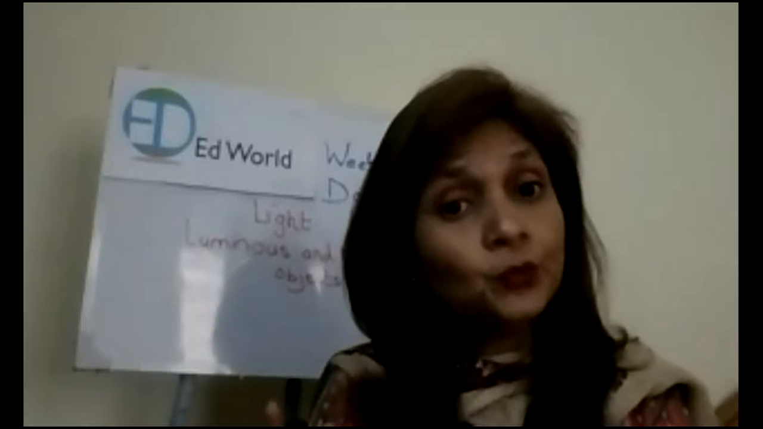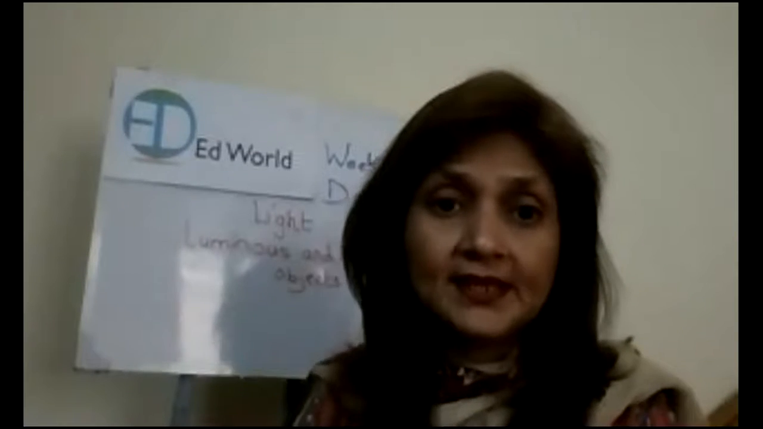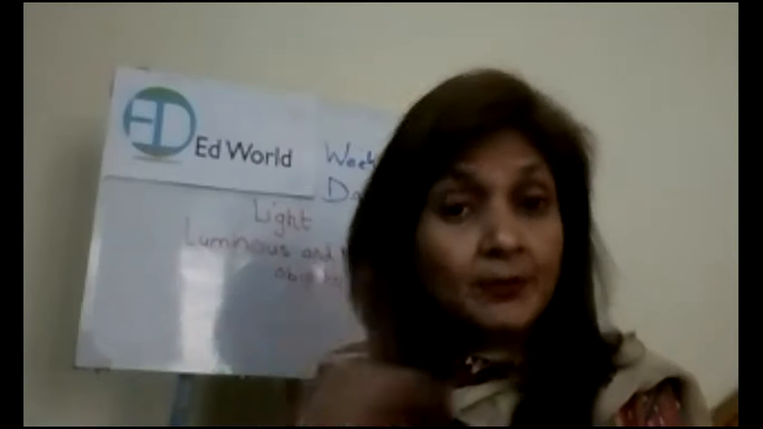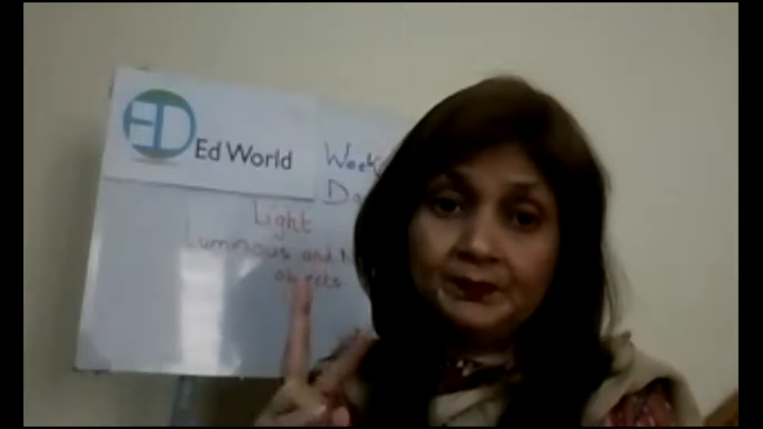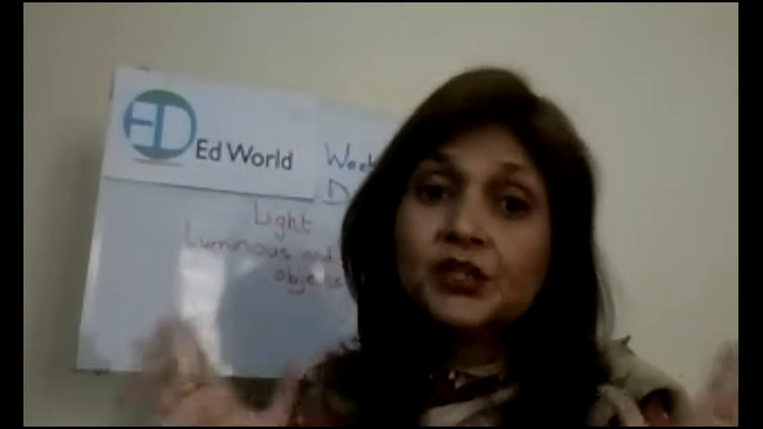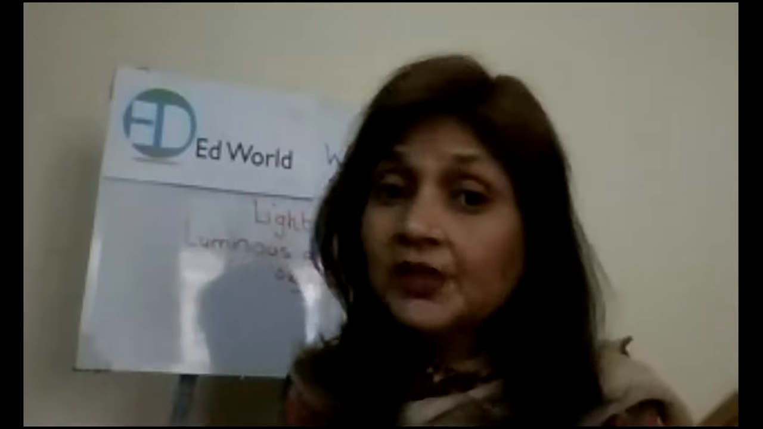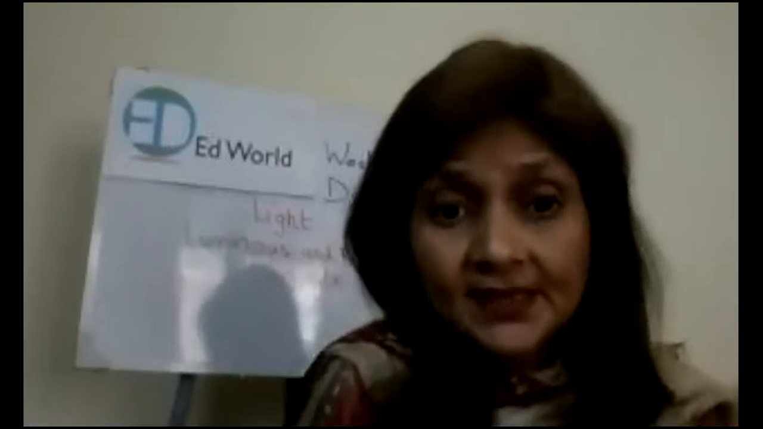Okay, so the moon is a non-luminous object. It only reflects light. The same goes for stars also. Do you understand? Remember this difference between the sun and the moon. The sun gives out its own light, so it's a luminous object. Whereas the moon is only a reflector, it is a non-luminous object. You got my point? Yes?